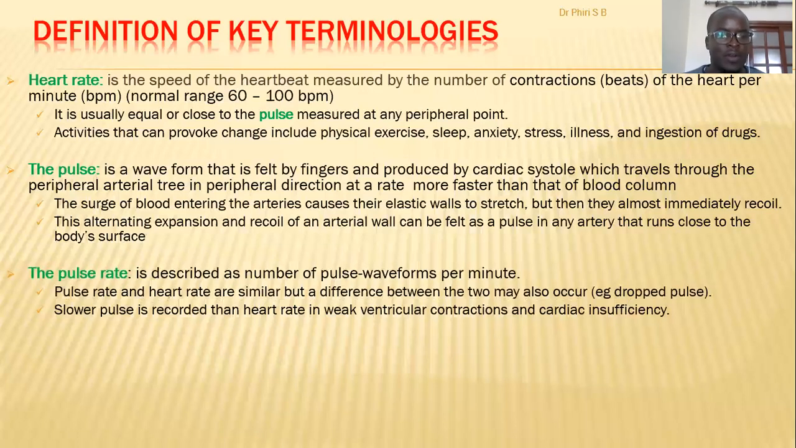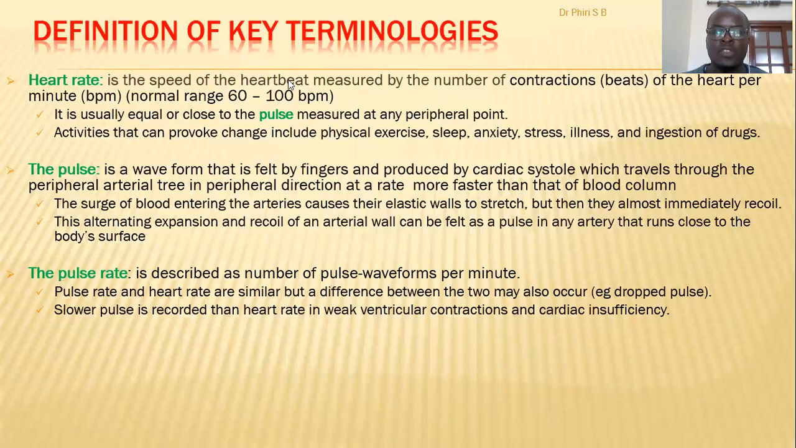Then you have the pulse rate. The pulse rate is described as the number of pulse wave formations per minute. That's why we say that the pulse rate in most cases should be the same as the heart rate, but sometimes you find that the pulse rate and the heart rate are not the same. So you can have fewer pulses and more heartbeats. That will result in a dropped pulse. So the pulse rate and the heart rate are similar, but a difference between the two may also occur in case of a dropped pulse.